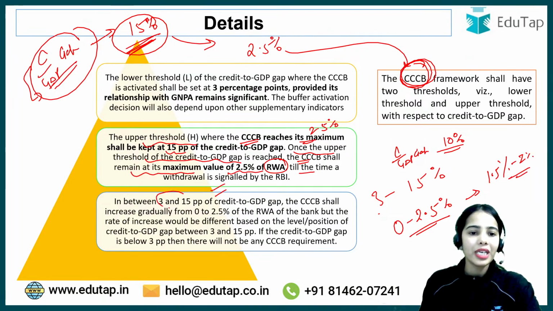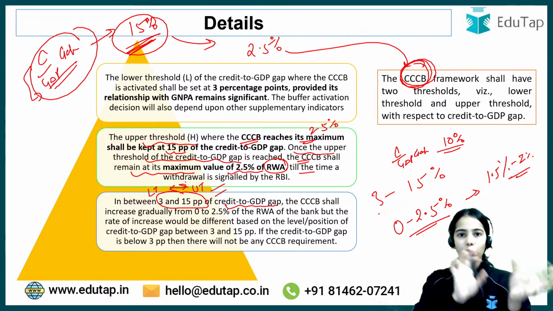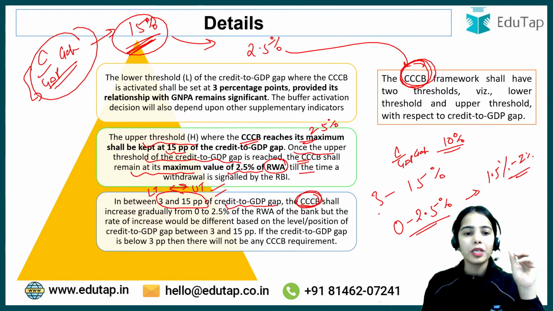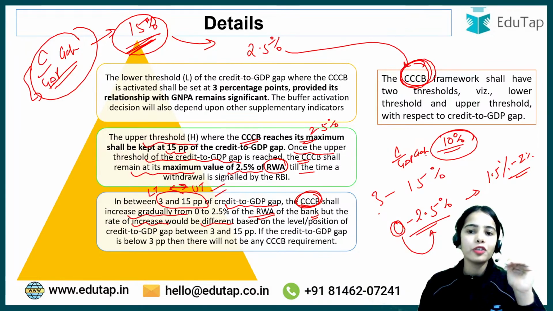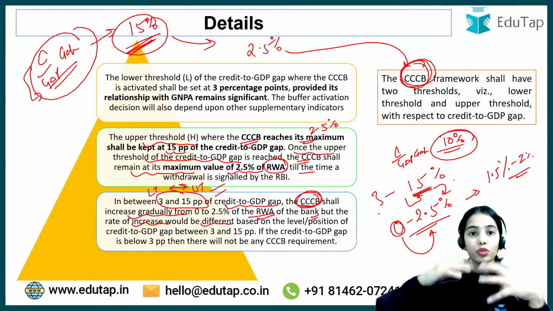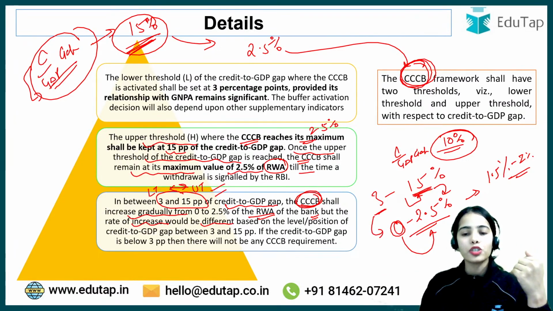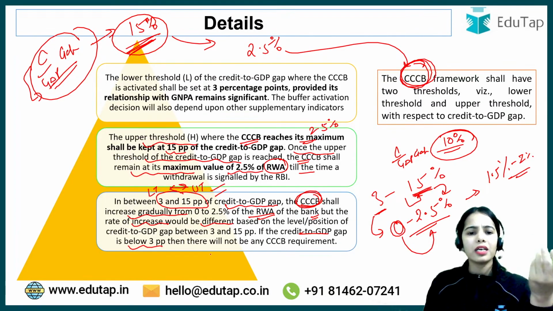Okay. So in between 3 and 15 percentage point of credit to GDP gap, that means within the lower threshold and upper threshold, the counter-cyclical capital buffer shall increase gradually from 0% to 2.5% of the risk-weighted asset of the bank, but the rate of increase would be different based on the level where the credit to GDP gap is. If it is near to the upper threshold, then the CCyB should be on the higher range. If it is near to the lower threshold, the CCyB should be on the lower range. If the credit to GDP gap is below 3%, then there is no need of the counter-cyclical capital buffer. Okay, so this is the idea.